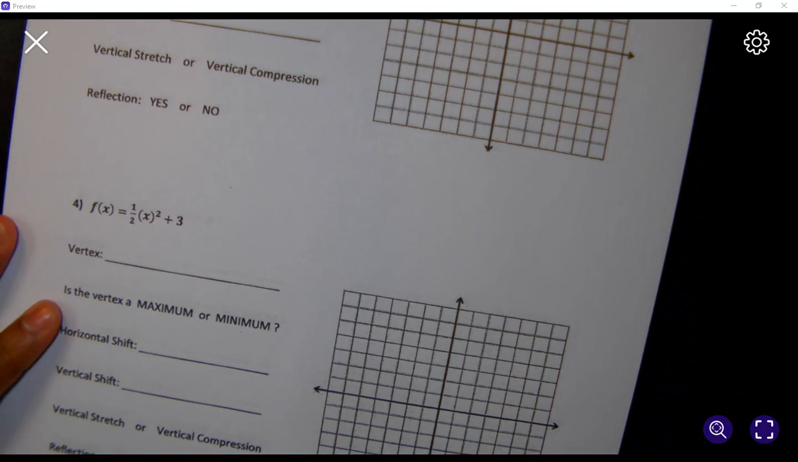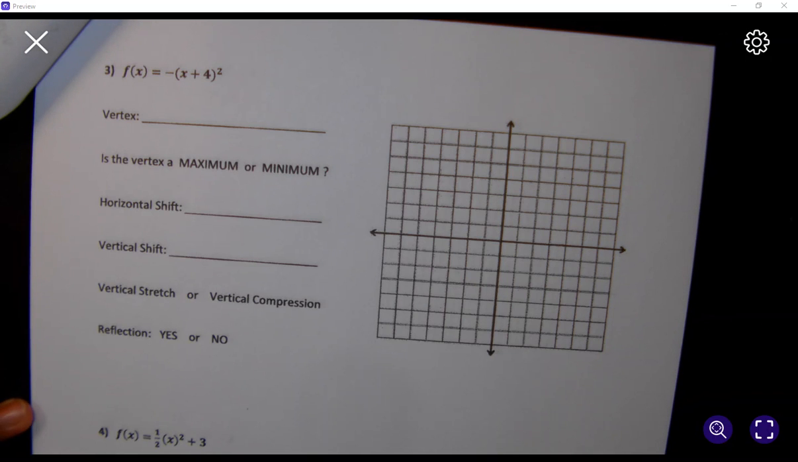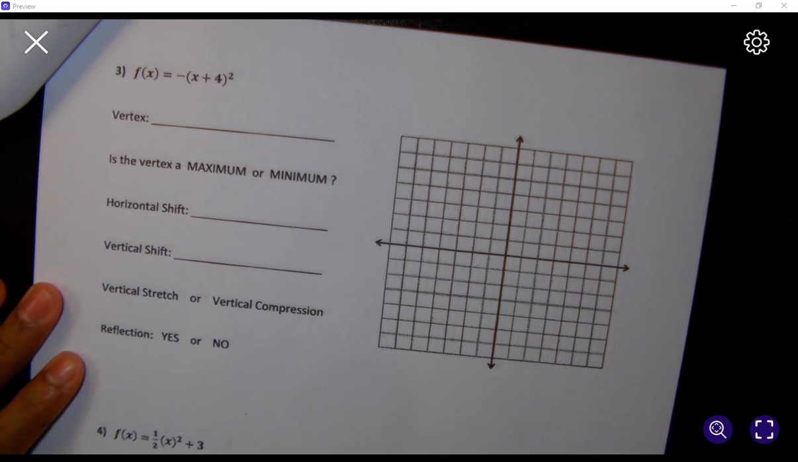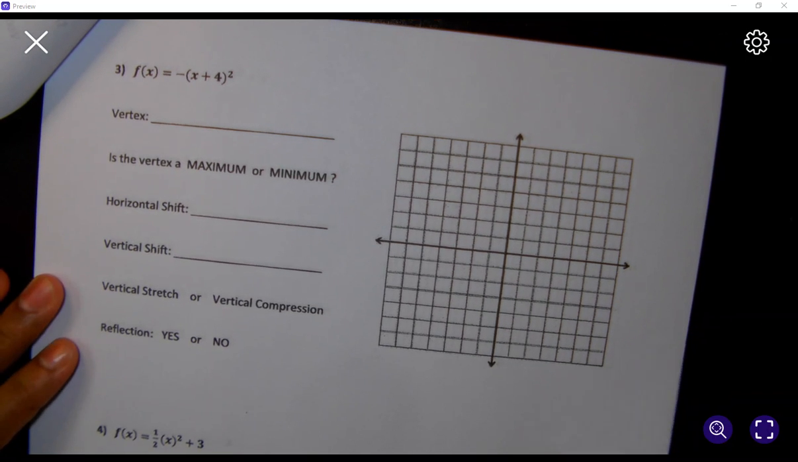So I'm going to just look at the next 2 problems here.